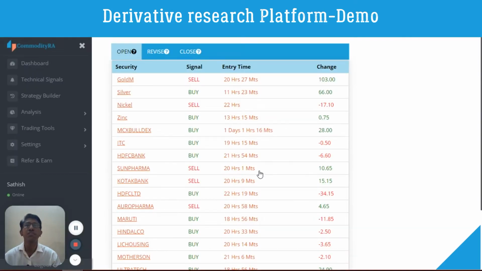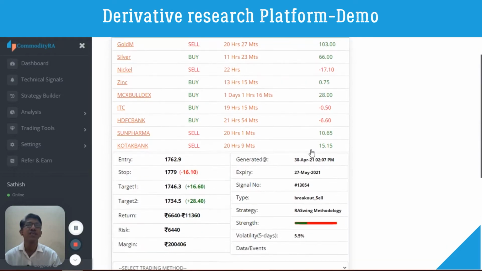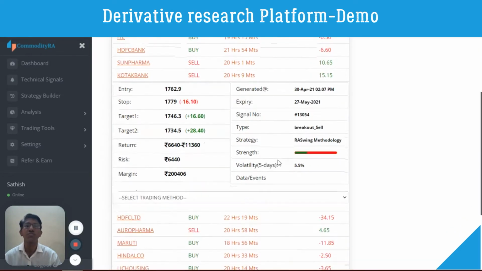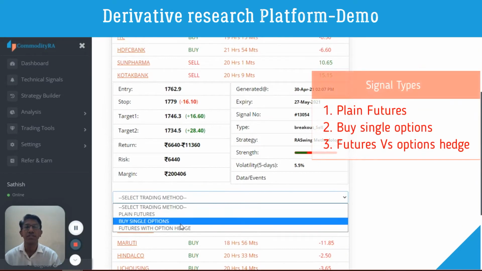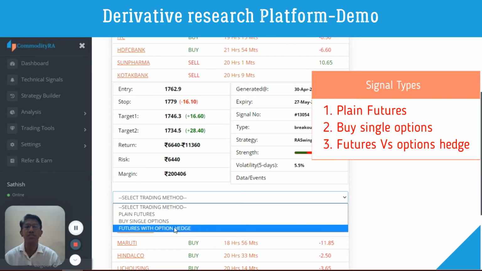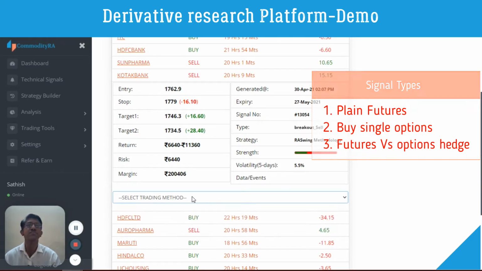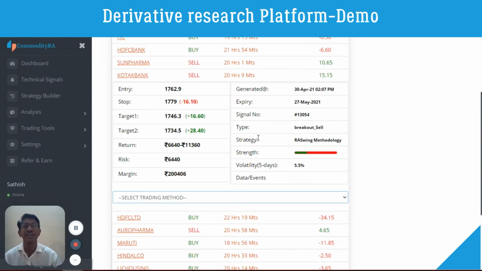This trading signal will provide you algorithm-based signals on futures price. These signals can also be used to purchase option contracts. There are three types: plain futures, buy single options, and futures with option calls. 70% of signals are intraday in nature, and very few will hold for a day or two.